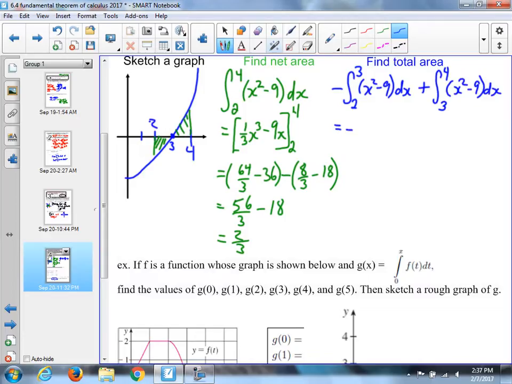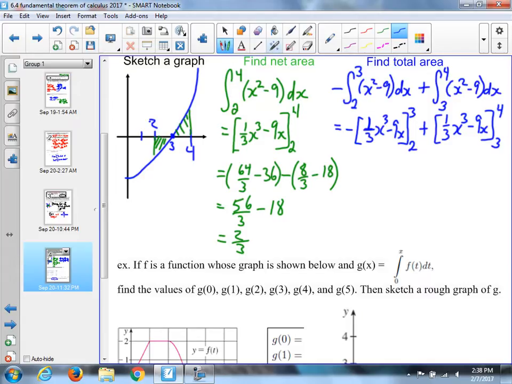Okay, anyways, negative. What are we getting here? The antiderivative, 1/3 x cubed minus 9x. And you're doing it from 2 to 3. Added to the area. 1/3 x cubed minus 9x, 3 to 4. So there's far more arithmetic here. And that sucks. Tell you what, trust me on this one.